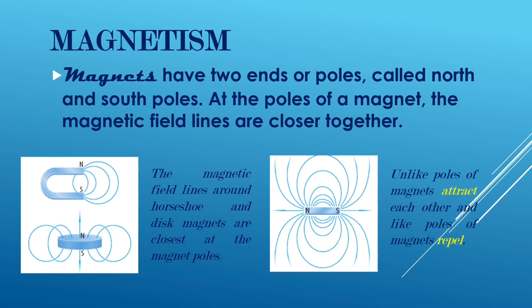Unlike or opposite poles of magnets attract. Again, unlike poles or opposite poles of magnets attract each other, and like poles of magnets repel. Opposite poles like North Pole and South Pole attract, while like poles, like South Pole to South Pole or North Pole to North Pole, of magnets repel.